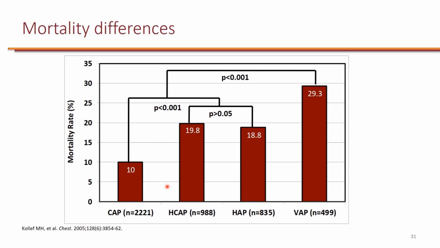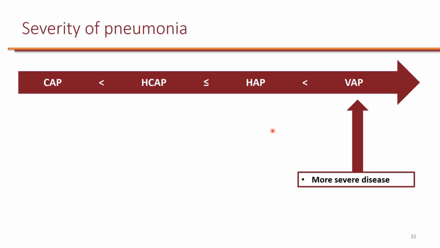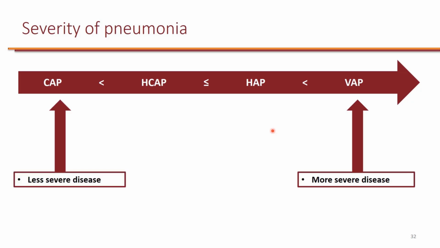Now, keep in mind that the severity of illness is different in different types of pneumonia. So here on the y-axis, you can see the mortality rate. In community-acquired pneumonia, the mortality rate in this study was about 10%, which was significantly lower than the mortality rate in nosocomial pneumonia. On the other end of the spectrum, we have ventilator-associated pneumonia, which has the highest rate of mortality compared to other types of pneumonia. So I would rank different types of pneumonia like this. Ventilator-associated pneumonia is the more severe disease, and community-acquired pneumonia is a less severe disease relative to other types of pneumonia.